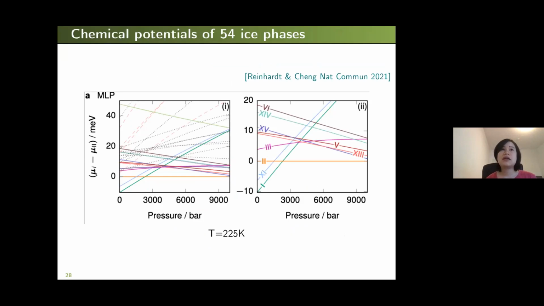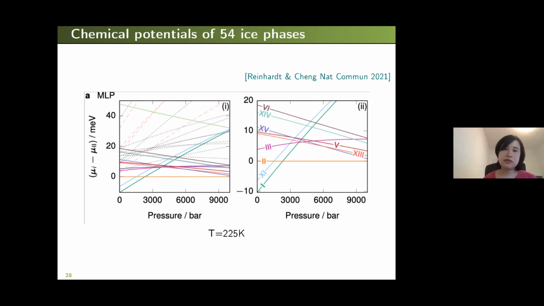Because the machine learning potential performs very nicely for all the ice phases, we can use it to explore the phase diagram of water. We computed the chemical potentials for all 54, hoping to find promising experimental candidates.